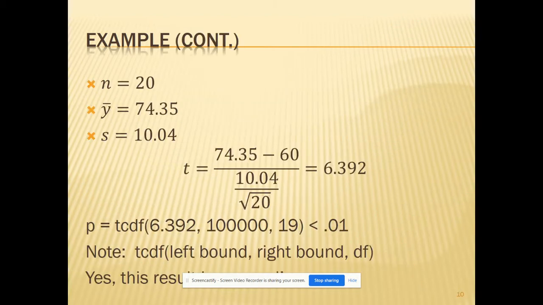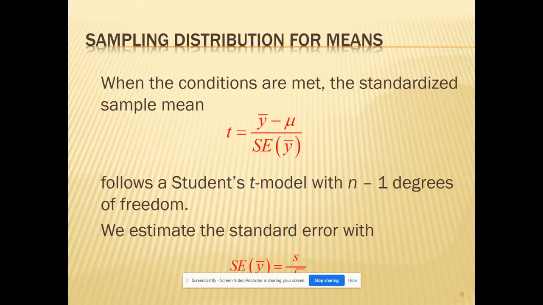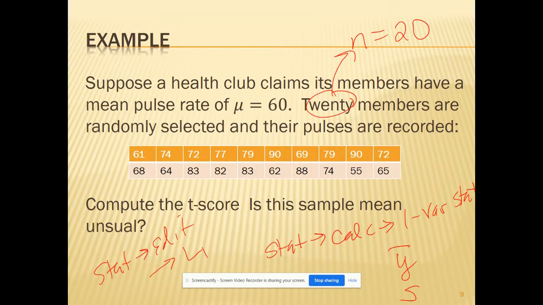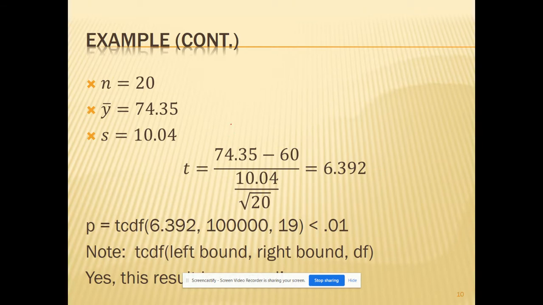So now if I do that from the calculator, I see the y bar is 74.35 and the s is 10.04. Okay, so looking back, we're plugging directly into this formula here, where we're substituting this as the denominator. So this is my y bar minus this is my mu over this is the s, and this is the square root of n. Okay, so we're just plugging directly in these values there. And if you do that calculation correctly, your calculator should tell you it's 6.392.